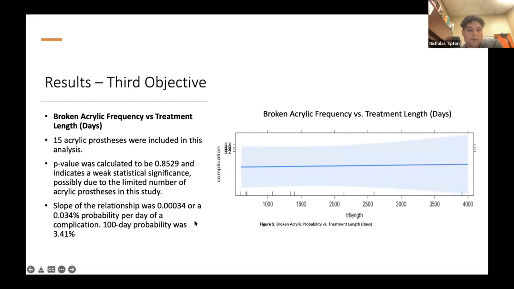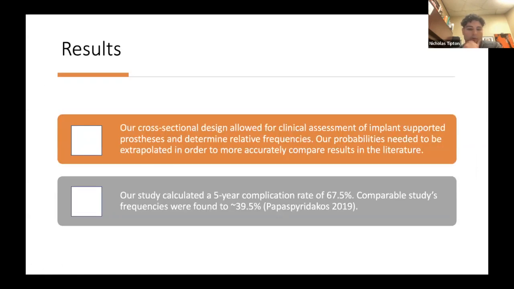So for the third objective, broken acrylic frequency, there was only 15 in this study. And so our sample was pretty small. The p-value was very high. There wasn't an association that we saw with this data, and the 100-day probability of a complication was 3.41.